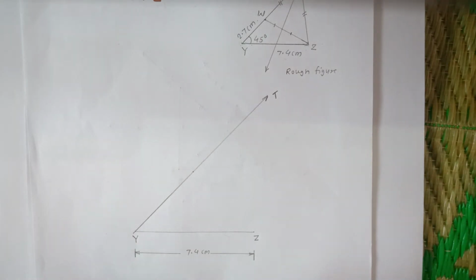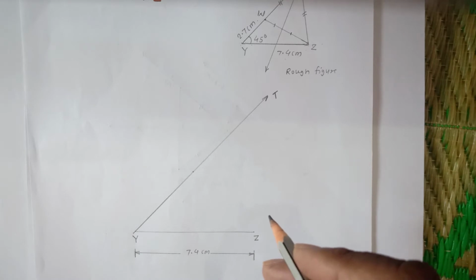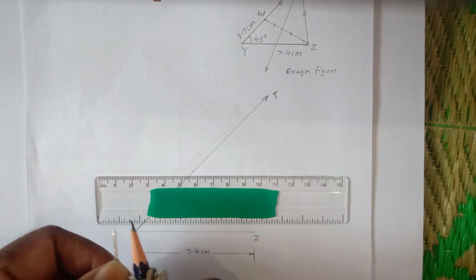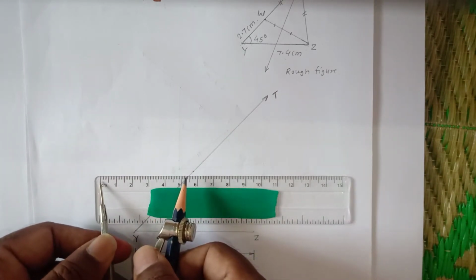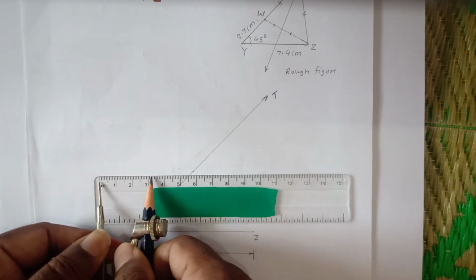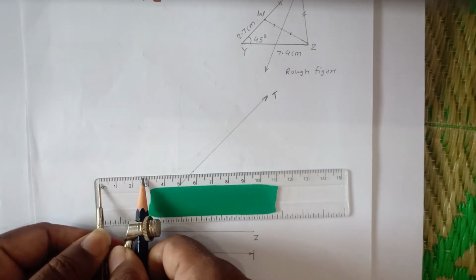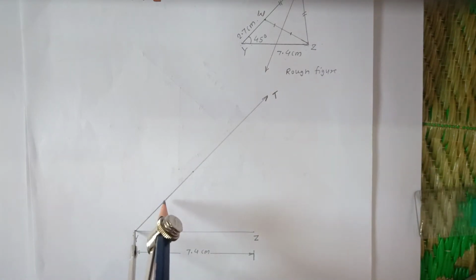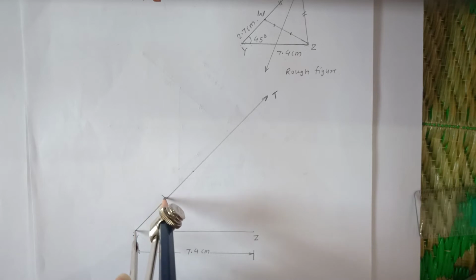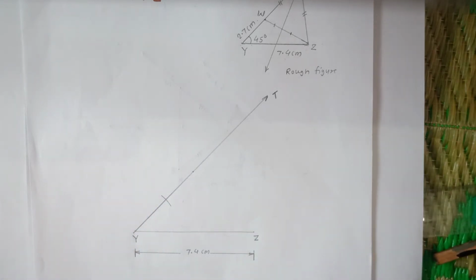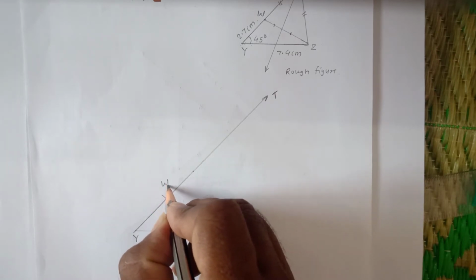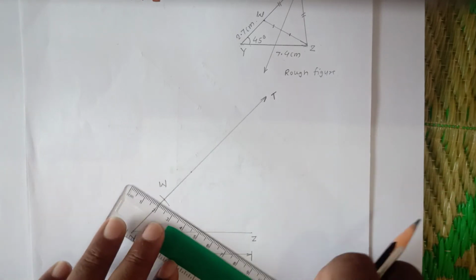Now the difference between XY and XZ is 2.7 centimeter. So take 2.7 centimeter distance in a compass. Put compass at point Y. Draw the arc on this line. Let this point be W. Now join W and Z.